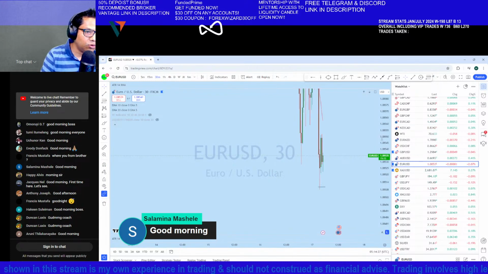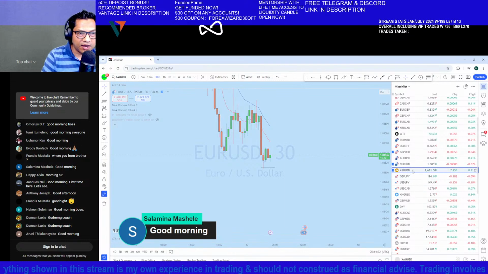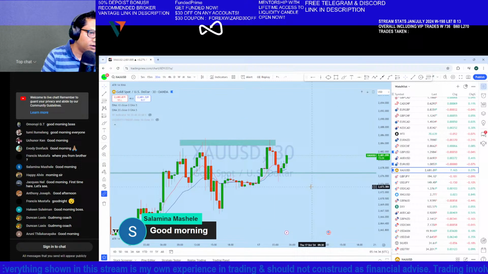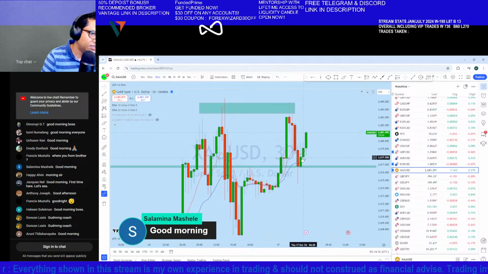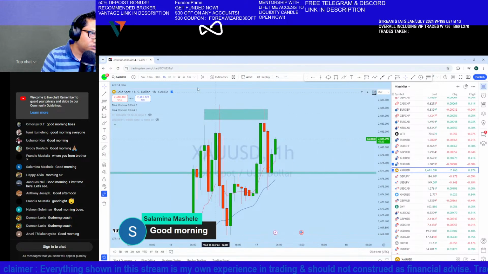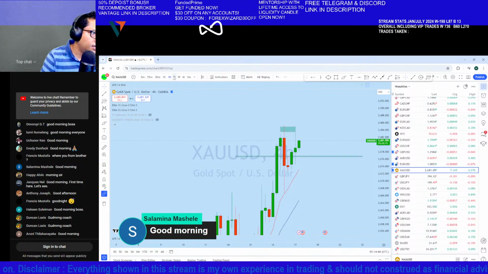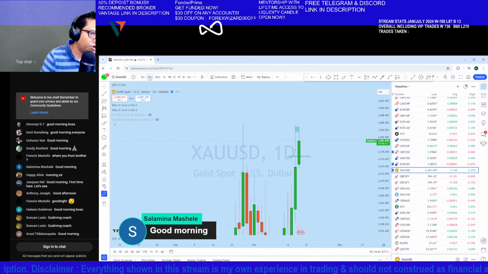So we can see that the euro dollar is in a downtrend. I will be looking at XAUUSD now to see this instrument. Also, we have seen that there was a break of structure, and then the market again trying to bounce. So this is also currently in a very strong uptrend.